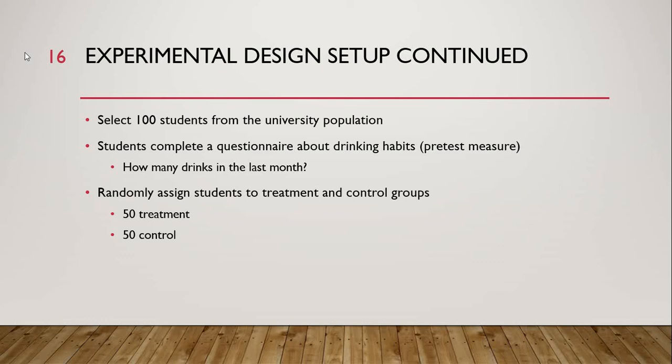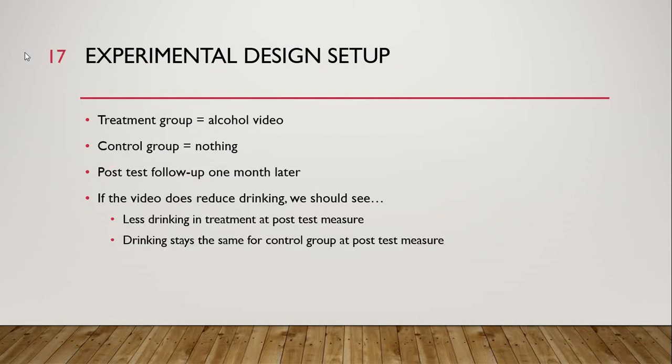And let's say in the end we end up with 50 in our treatment group and 50 in our control group. So the treatment group is going to see the alcohol video. Our control group is going to see nothing. And then we'll follow up with them 1 month later, and we'll give them the same questionnaire and ask them to now report how many drinks have you had in the last month.